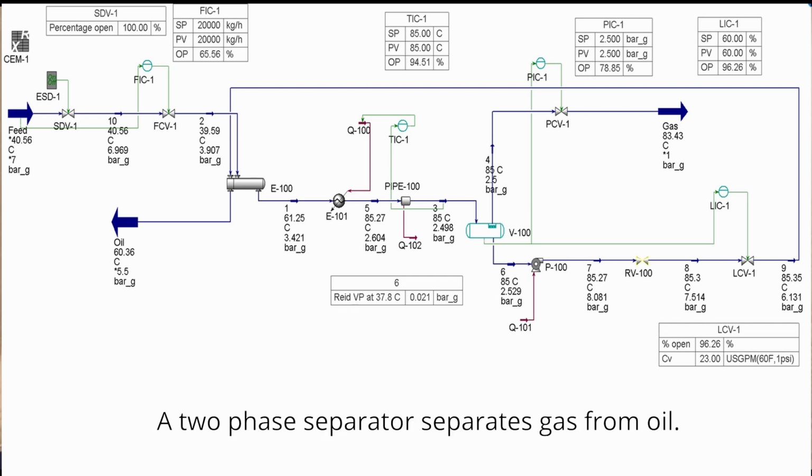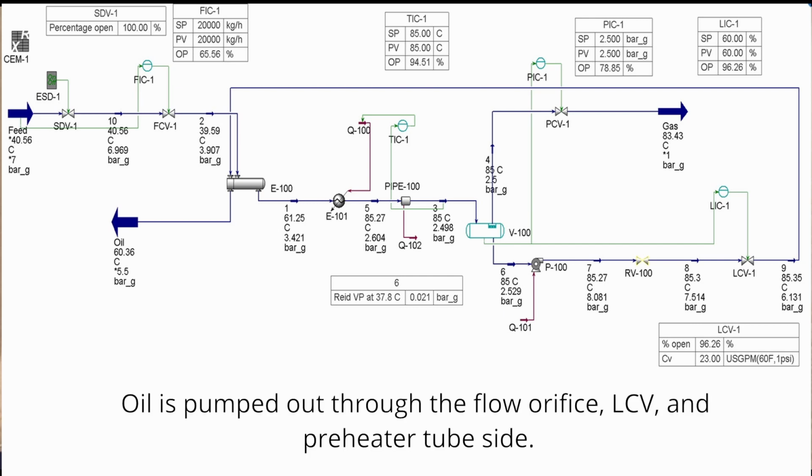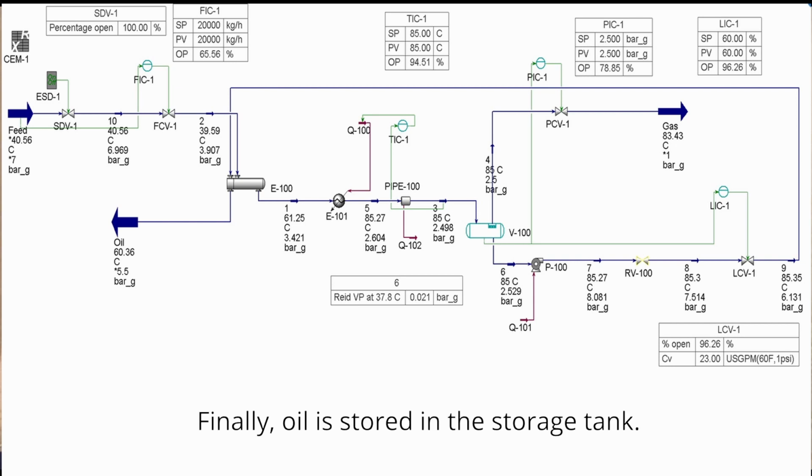A two-phase separator separates gas from oil. Gas is sent to the flare header via PCV. Oil is pumped out through the flow orifice, LCV and preheater tube side. Finally, oil is stored in the storage tank.